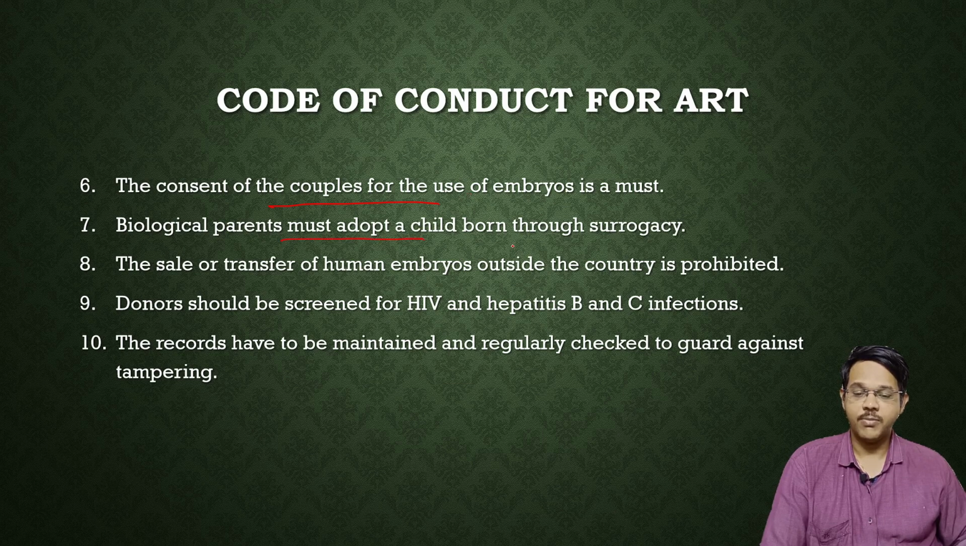Biological parents must adopt a child born through surrogacy or assisted reproductive techniques, and there is a chance that donor eggs or donor semen are obtained for surrogacy also. In that case also, the child has to be adopted by the biological parents. The sale or transfer of human embryos outside the country is prohibited. So obtaining eggs from a female and selling the embryo to another country is prohibited.